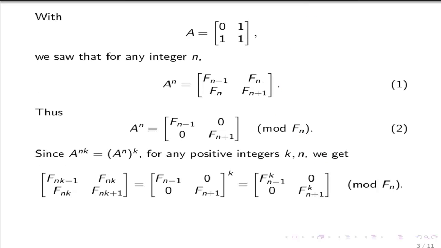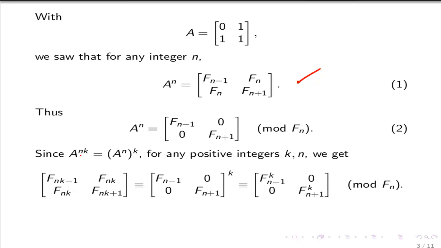So we had this generating matrix A, 0, 1, 1, 1, and we saw that A to the nth power was a matrix full of Fibonacci numbers. So if I take this equality and I just view it mod Fn, then the entries in these two positions become 0, and we get A to the n is congruent to Fn minus 1, Fn plus 1, a diagonal matrix of this type. Now let's use this congruence identity to derive some new facts about the Fibonacci numbers.